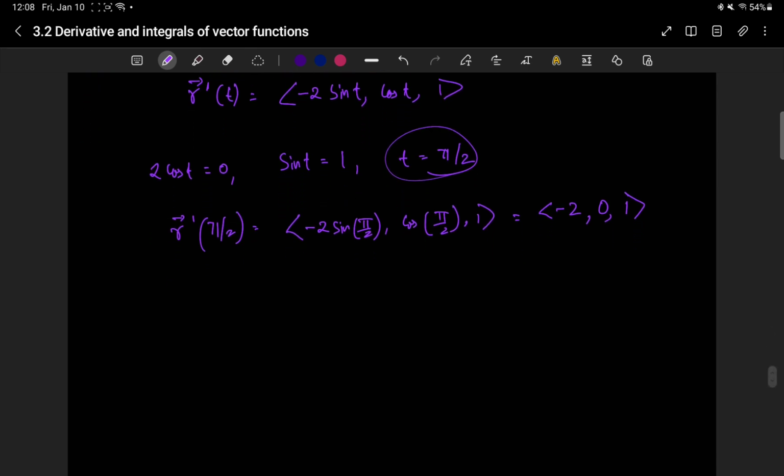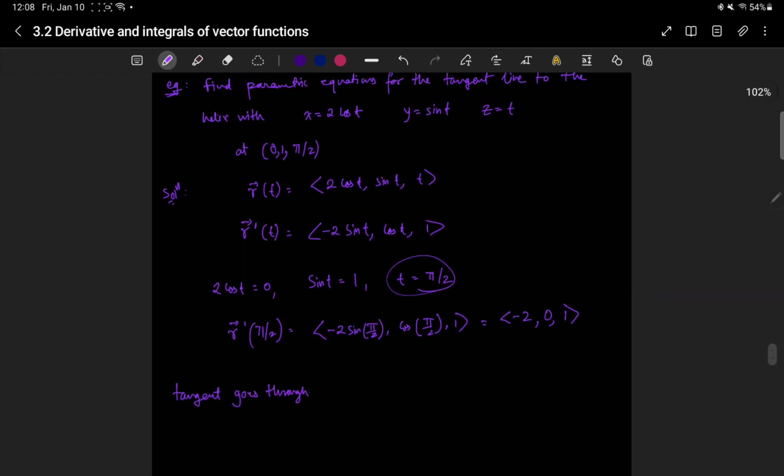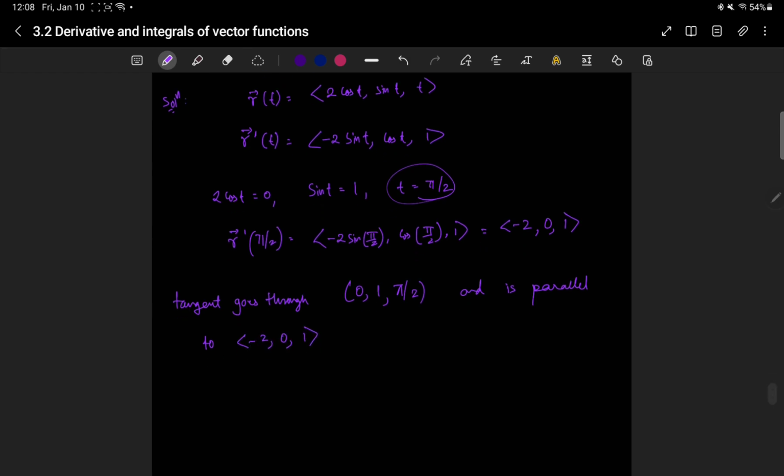Now, so what do we know about the tangent line? The tangent goes through which point? It goes through the point where we're finding the tangent, right? So it goes through the point (0, 1, pi over 2). And what's its direction? It is parallel to, that's what direction means, the vector (-2, 0, 1).